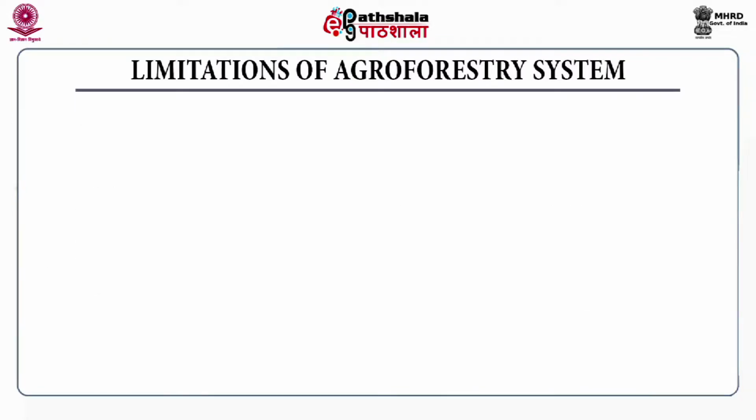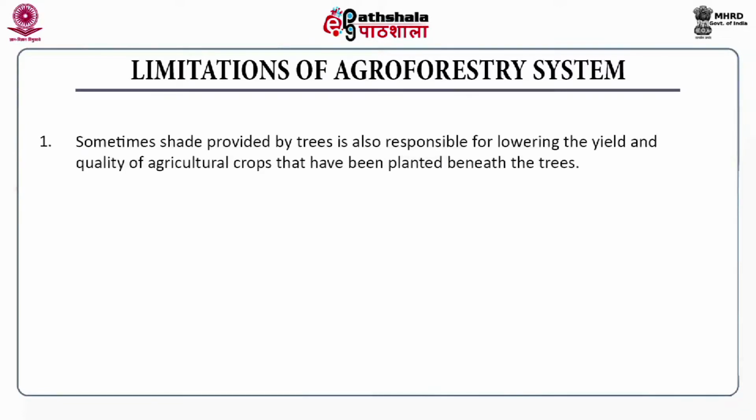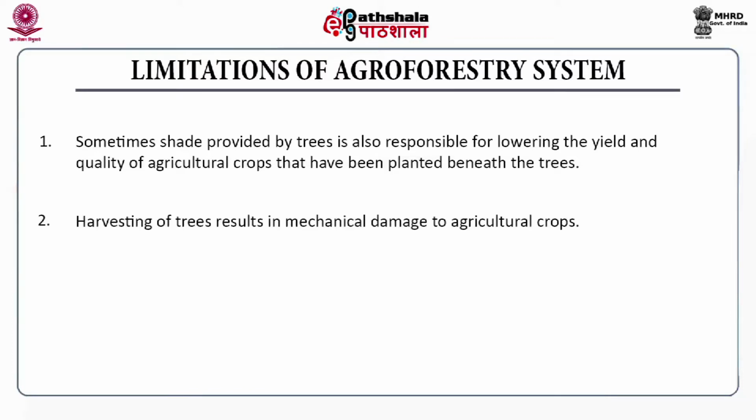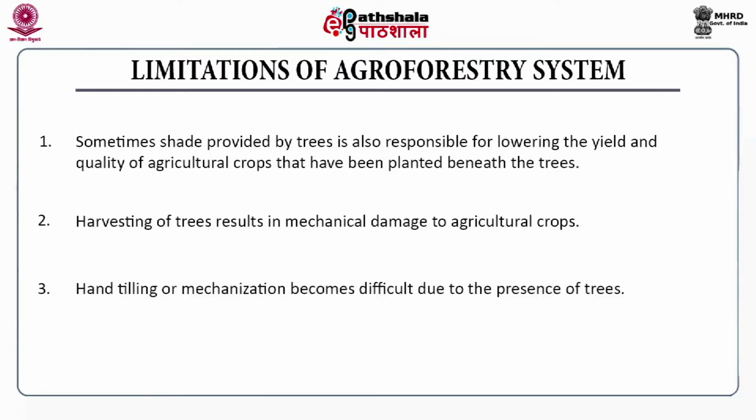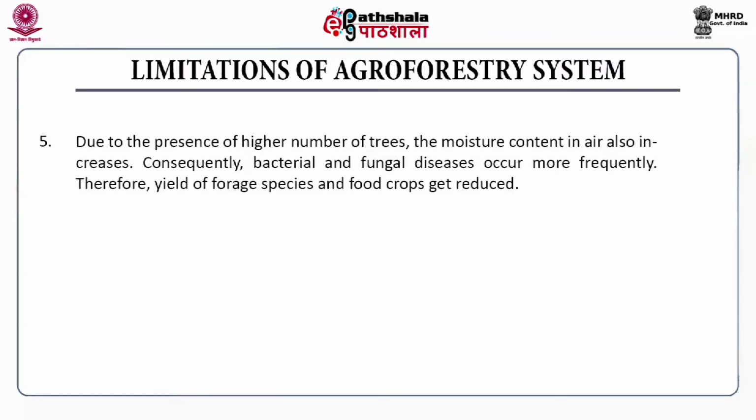Now, if agroforestry system has benefits, then it has limitations also. Sometimes shade provided by the trees is responsible for lowering the yield and quality of agricultural crops that have been planted beneath the trees. Harvesting of trees results in mechanical damage to agricultural crops. Hand tilling or mechanization becomes difficult due to the presence of trees. More labor is required due to the presence of a higher number of trees.